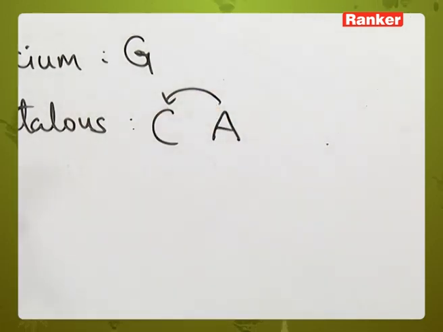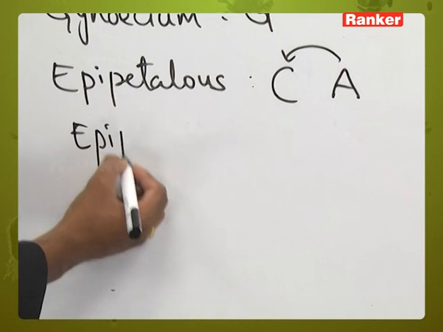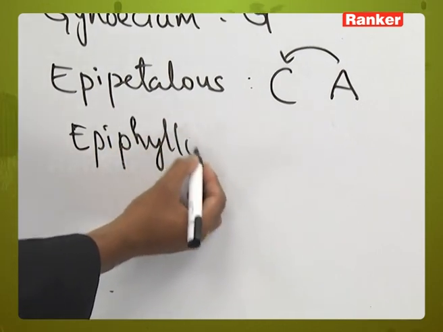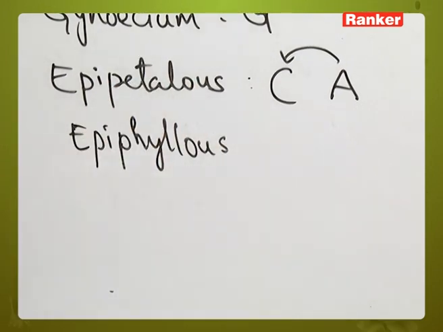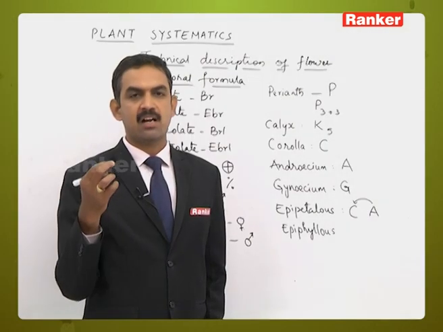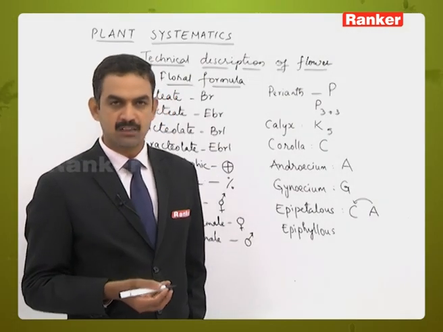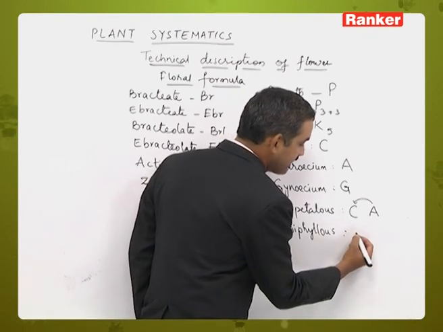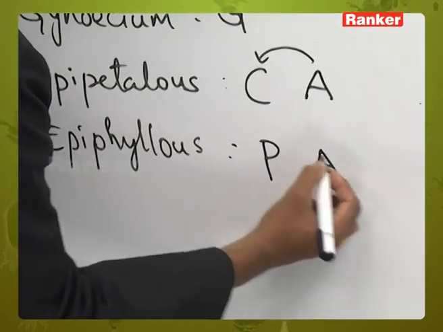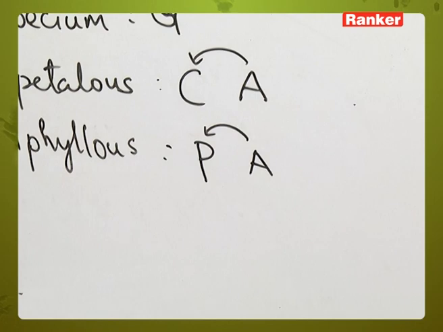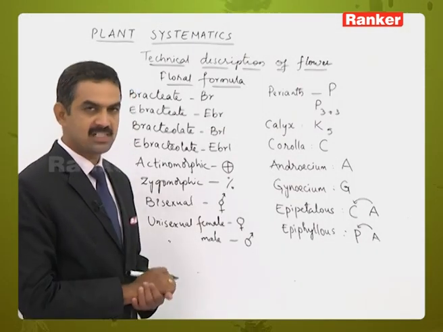Then there are some conditions like epiphyllous. This type of character is observed in monocots, where the stamens are attached to some part of the perianth lobes. So that has to be shown like this, P and A, with an arrow mark from A to P. That is called the epiphyllous condition.